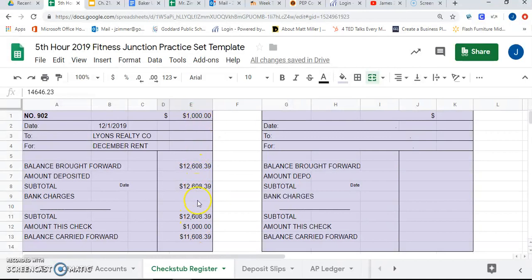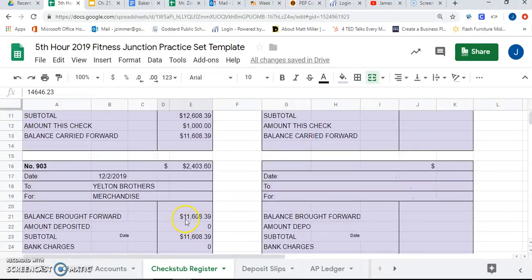There should be formulas also plugged in that will automatically do the math to calculate these subtotals. There is no deposit, so this didn't change. And then there were no bank charges, so this number automatically comes down. You had an amount this check, so it's subtracted, because when you write a check, it takes away from your cash, so that updates the new balance carried forward.